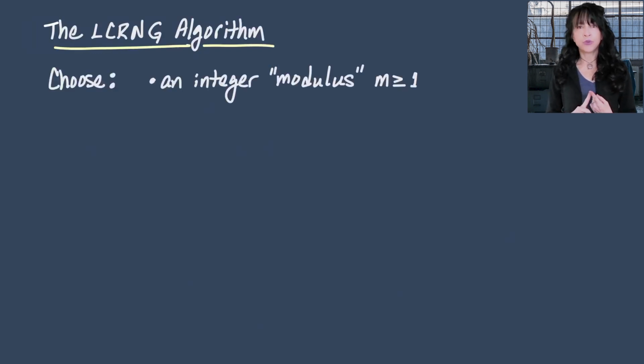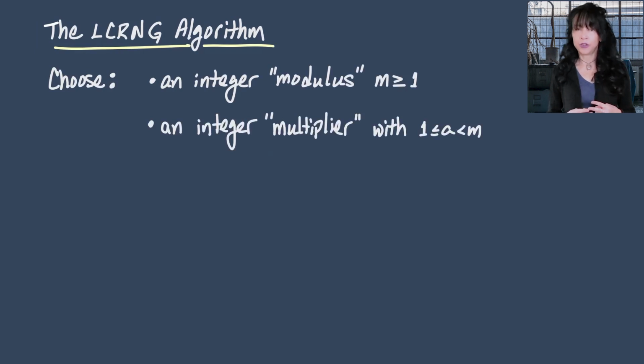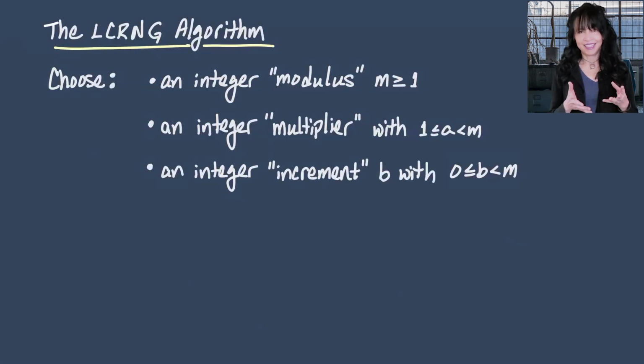The first is known as a modulus. It's an integer parameter, usually denoted by the letter m, and it is a positive integer. The second parameter, often known as a multiplier and often denoted by the letter a, is going to be an integer taking the values either 1, 2, 3, up to m minus 1. A third parameter, known as an increment parameter, is usually denoted by a letter b, and this again is an integer, and it can take on the value 0, 1, 2, 3, up through m minus 1.